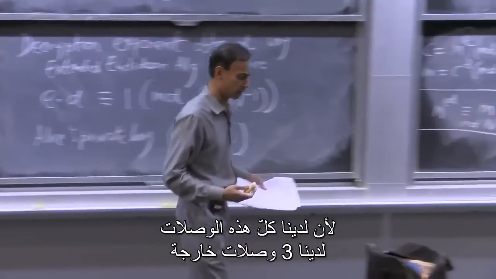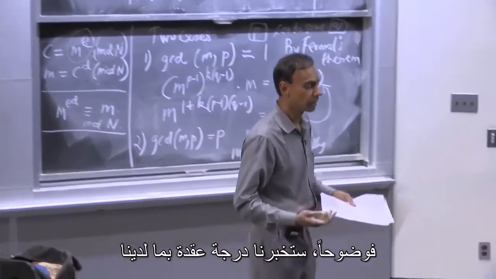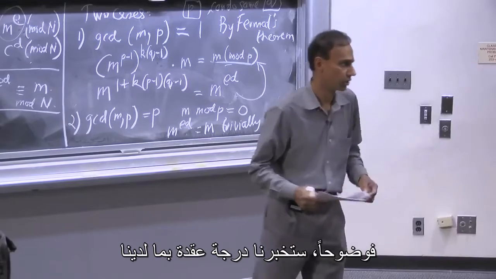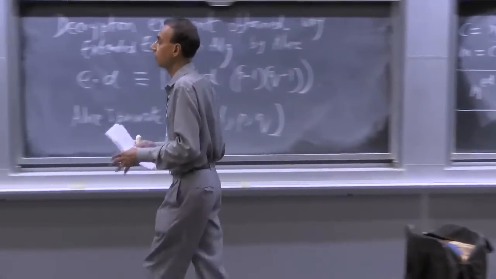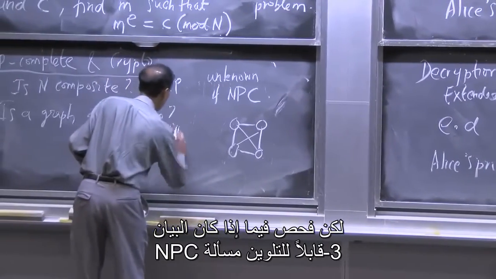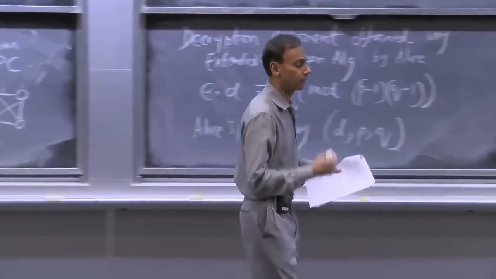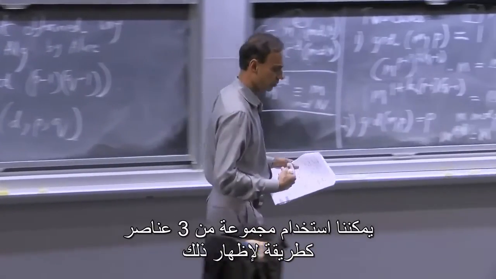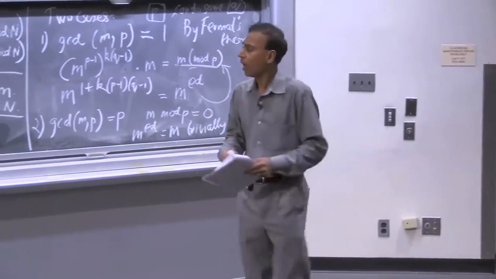Because you have all these edges. You got three edges coming out. And so clearly the degree from a vertex is going to tell you what you have. So if you have a four-clique over there, immediately it's not three-colorable. But checking whether a graph is three-colorable is NPC. And you can show that from a reduction, or you can use 3SAT as a way of showing that.